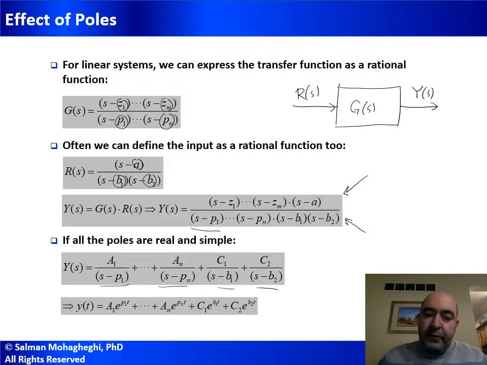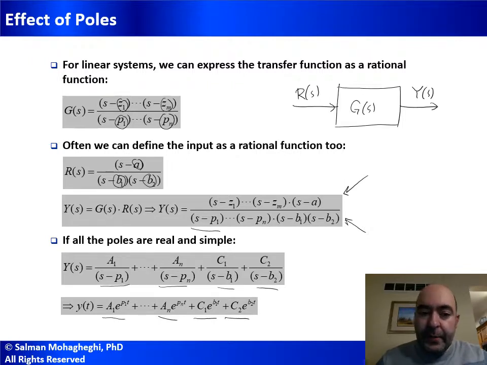If this is my Y(s), I can easily find the inverse Laplace transform and find out what my y(t) is. If I have a term a1 divided by s minus p1, the inverse Laplace transform, of course, is going to be a1 e to the power of p1 t. Again, as you recall, shift in frequency domain represents exponential in time domain. So notice every individual partial fraction is going to be converted into an exponential term.